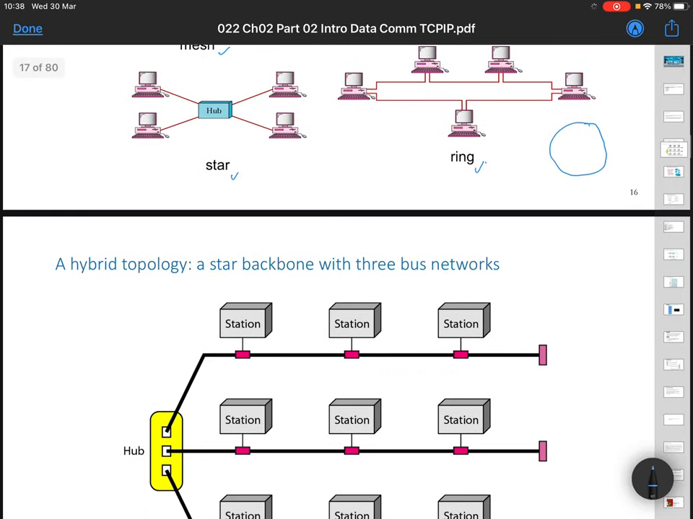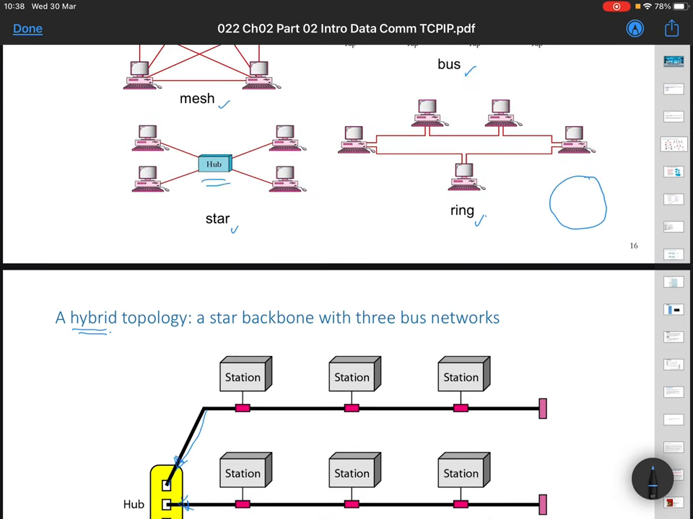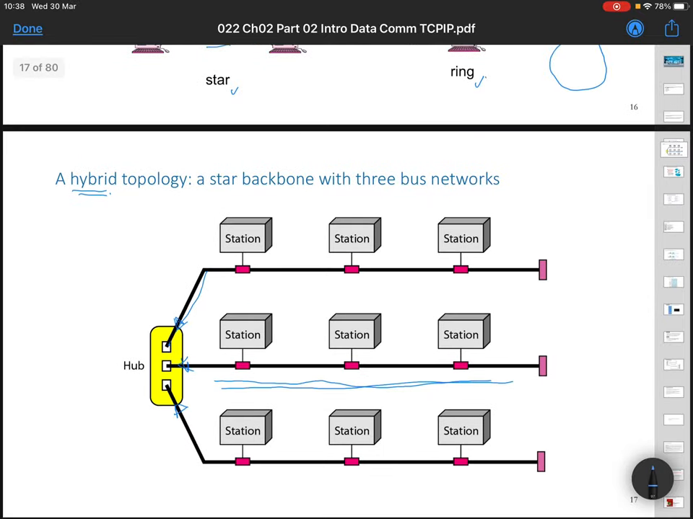Okay, number five is hybrid topology. This is an example of hybrid topology, where a star backbone has three bus networks. So you have this star, and this is the bus. This connection with the hub is known as star, right? So for the star, you have the hub. So here, this is the hybrid, a combination of star and buses.